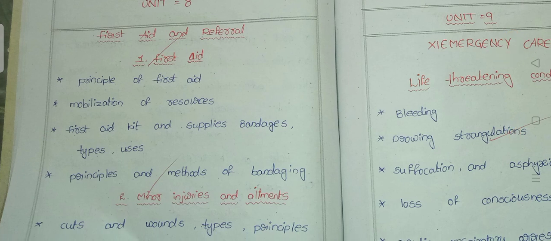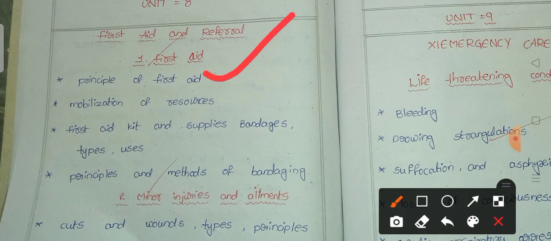Mobilization of the resources. Mobilization is nothing but shifting a patient from one area to another, or from one hospital to another hospital. Mobilization, mobility, locomotion, first aid kit and supplies, bandages and their types and uses. Principles and methods of bandaging are also important in this unit. These are very, very important questions.